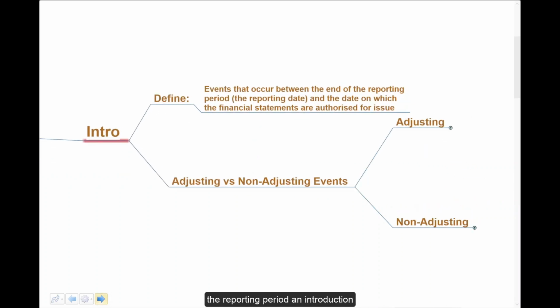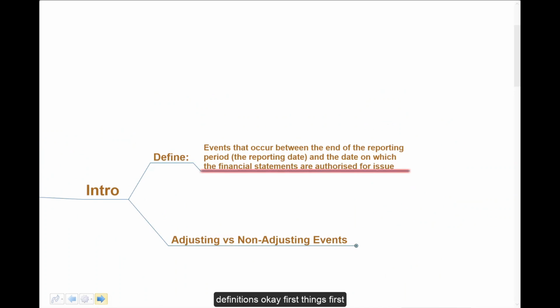An introduction, definitions. First things first, these are events that occur between the end of the reporting period, the reporting date, and the date on which the financial statements are authorized for issue. Now, we've just discussed the reporting date. The date on which financial statements are authorized for issue is the date on which they're going to be released. They're signed off. They're official. So that time window, as you'll see within the diagram in this chapter, is very precise. We know exactly the start and indeed the end.